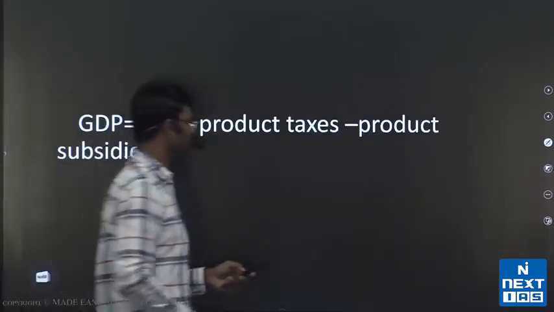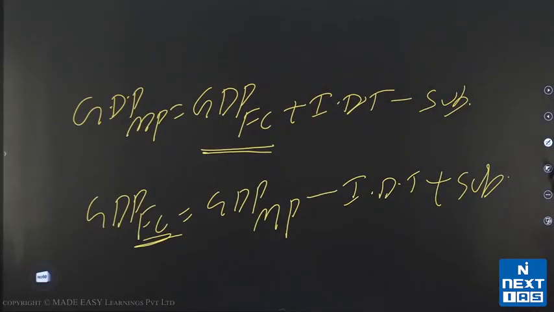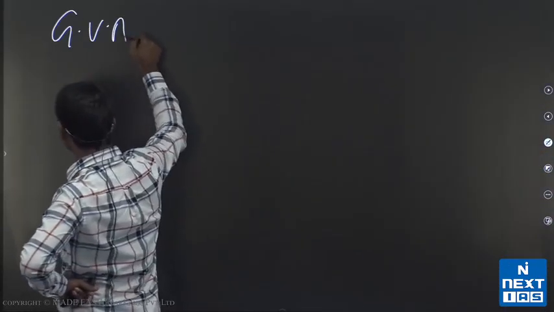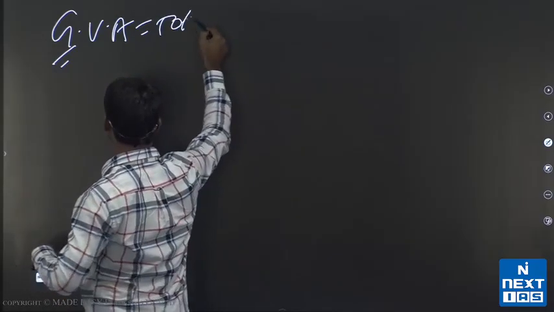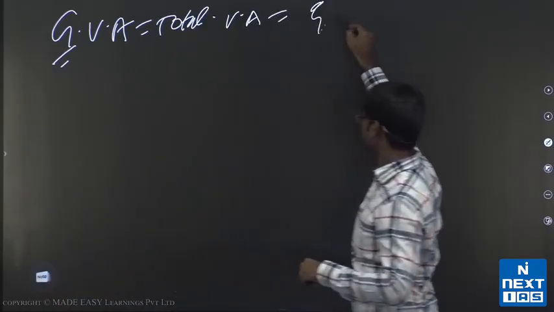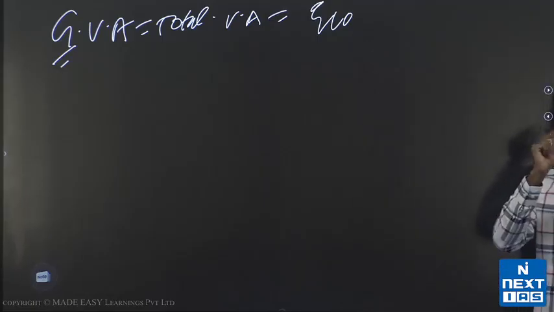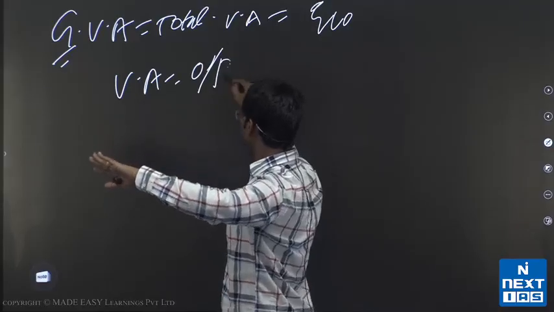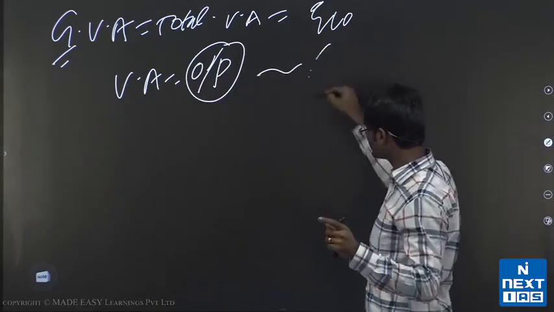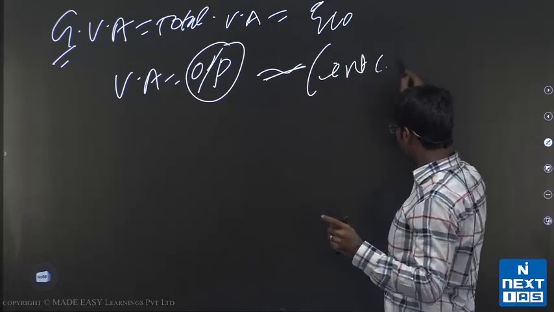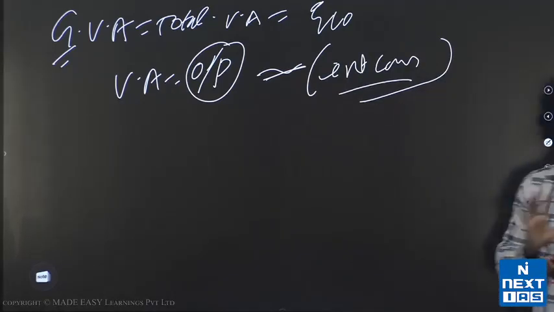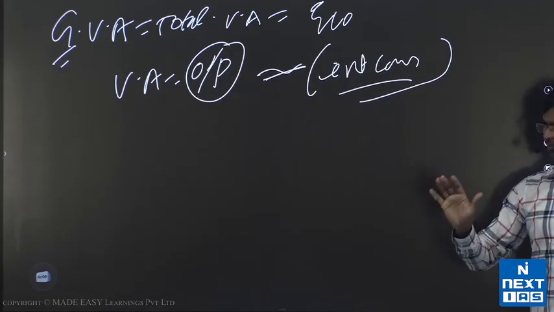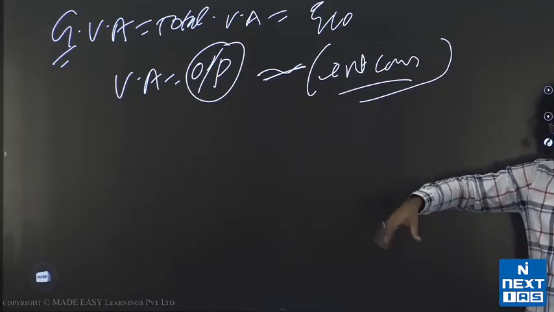Listen carefully. Very simple. When we use the word gross value added, speak all of you. Gross value added. What is gross means? Total. Total value addition in the economy. How do we get? Listen. Value addition is equal to whatever the output minus intermediary consumption. Again I'm repeating, value addition is equal to final value of the product minus intermediary consumption.